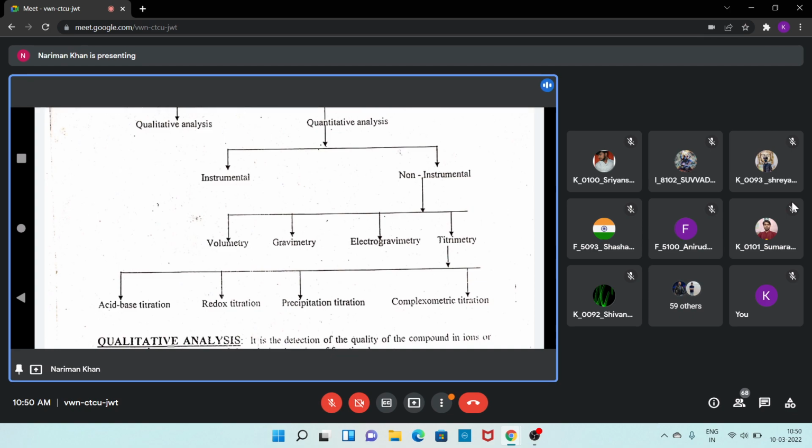Then titrimetry. What is titrimetry? When we use a standard solution, and with the help of the standard solution we determine the concentration of the other solution whose concentration is not known.